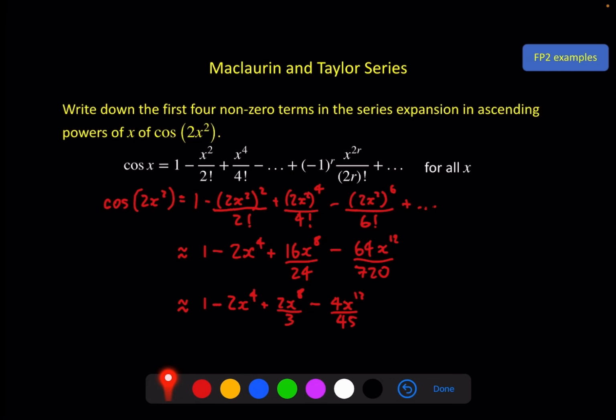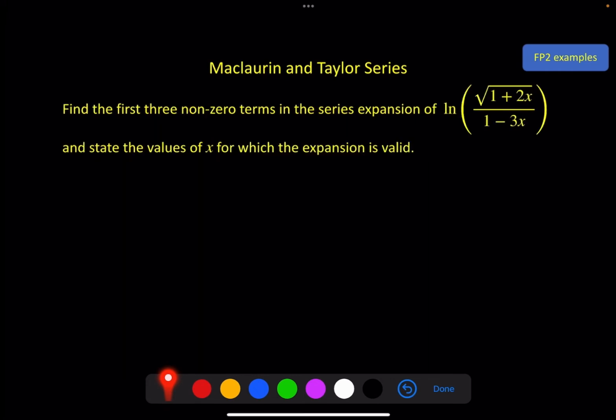Second example. Find the first three non-zero terms in the series expansion of the natural log of this horrible expression here, and state the values of x for which the expansion is valid. Okay, we'll talk about that at the end. That's something we haven't talked about yet.